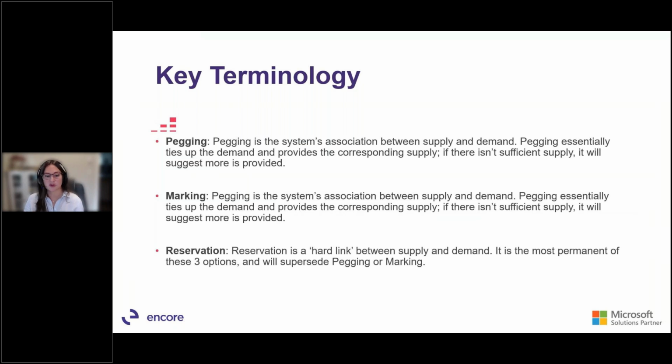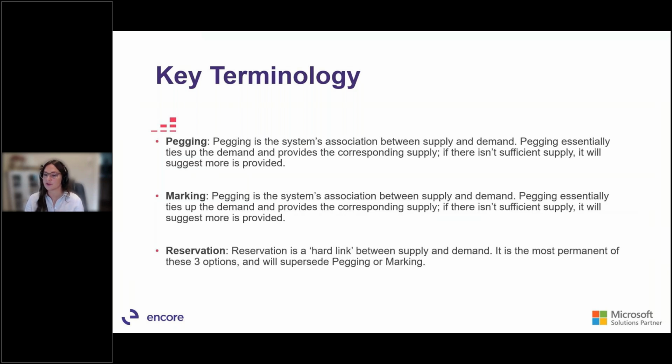It will help you understand what the system is trying to do with each one of them, because each one of them will impact the results for MRP, and it can generate different transactions. And so understanding the differences between them is really crucial. So pegging, we talked about pegging. Pegging is the system's association between the supply and the demand. We saw that in the net requirements window in the very most bottom section. Pegging is how the system ties up the demand and provides the corresponding supply.